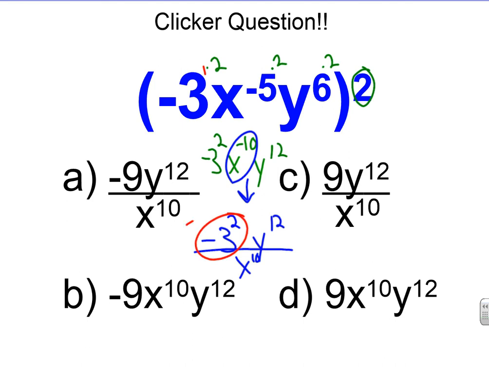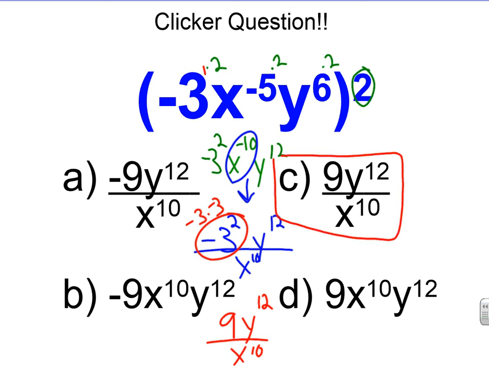Negative 3 squared is negative 3 times negative 3. Negative times a negative makes a positive. 3 times 3 makes 9. So we're looking for 9y to the 12th over x to the 10th, and that is going to be letter C. A is wrong because it has a negative. Remember, whenever you multiply a negative times a negative, it's going to give you a positive.